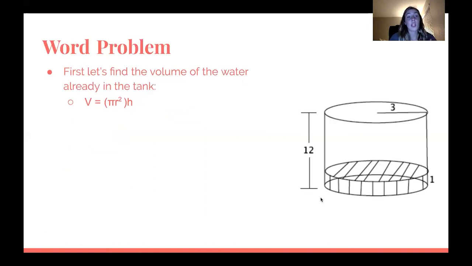Now we want to find the volume of the water that's already in the tank, because if we figure out how much water is already in the tank and subtract that from how big the tank is, the volume of the entire tank, then we can figure out how much water can fit in there, and if we can continue to fill 20 feet cubed per minute for 20 minutes without it overflowing. So what is the area of the base?